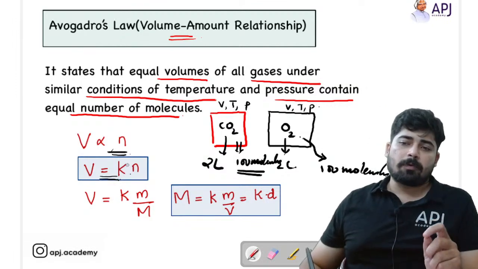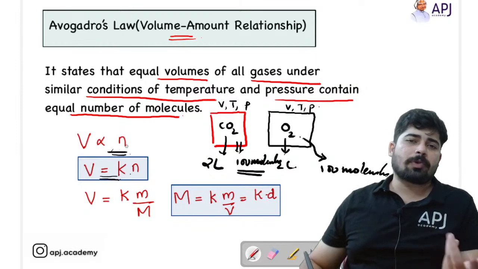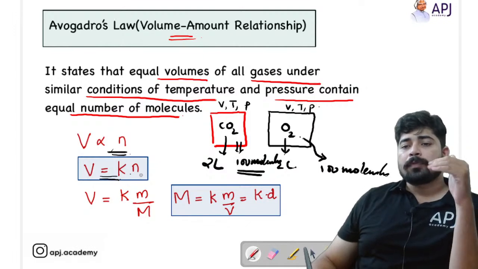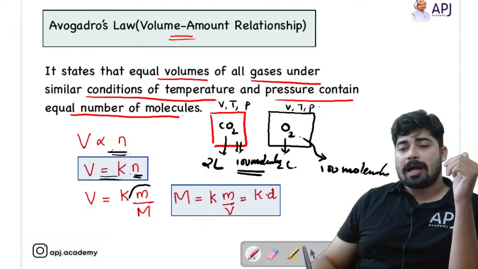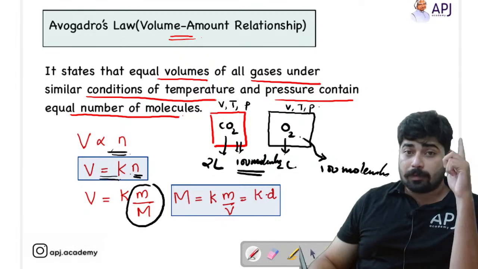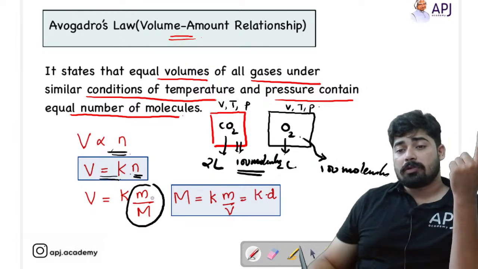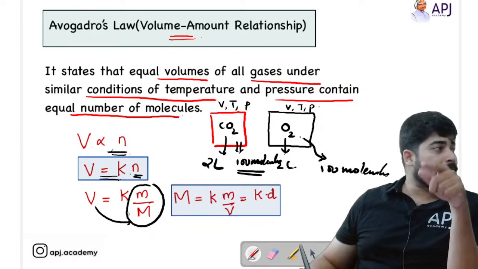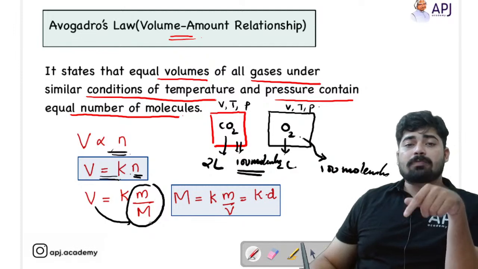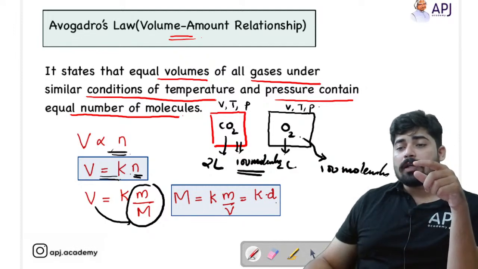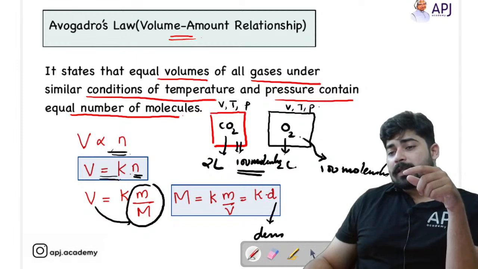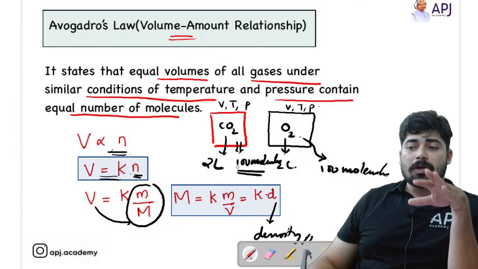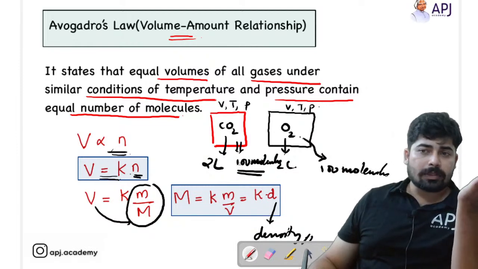To change the proportionality into an equality, you have to use the constant. So volume is equal to constant into N, where the number of moles is equal to mass by molar mass, which we have studied in the mole concept. If I take this volume over here, I get molar mass equal to K into mass by volume, and mass by volume is what? Mass by volume is density. And these relations, dear students, you have to learn by heart, because you will be asked with different values.